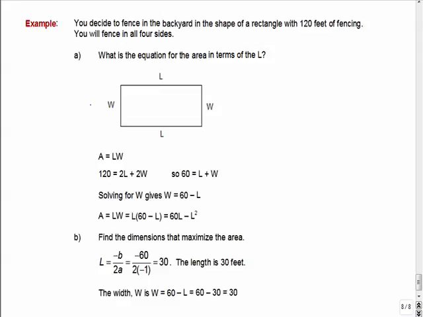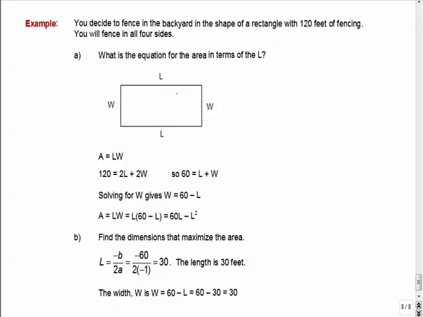We would like to fence in the backyard in the shape of a rectangle with 120 feet of fencing. And we're going to fence all four sides. So we're going to take this into smaller pieces. Typically it's all one question, but let's take a look at small pieces. So first of all, what I would like to do is write the equation for the area in terms of L. And we did an area problem before.